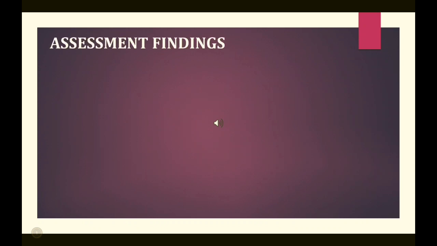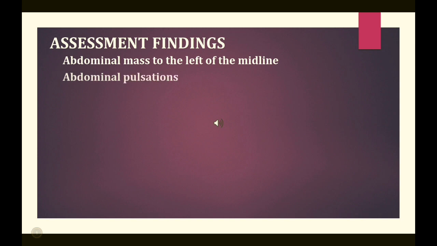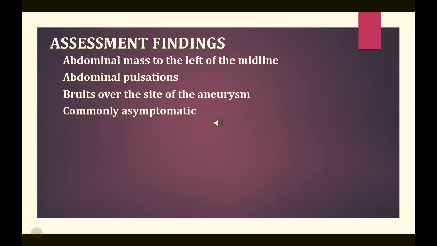What to look for when assessing a patient with abdominal aortic aneurysm? Abdominal mass to the left of the midline on deep palpation. Abdominal pulsations in the periumbilical area. Bruits over the site of the aneurysm, possible systolic bruit over the aorta on auscultation. Commonly asymptomatic. Diminished femoral pulse. Look for signs of shock when caring for clients with abdominal aortic aneurysm.